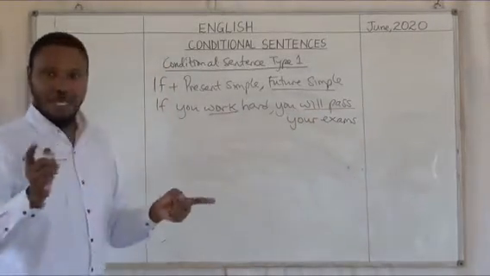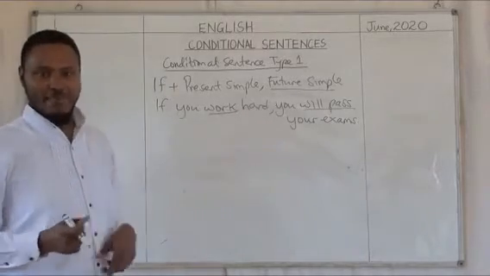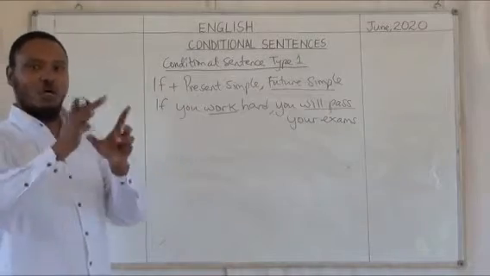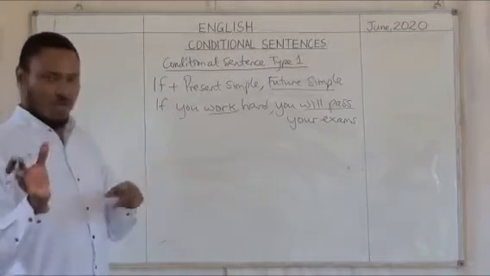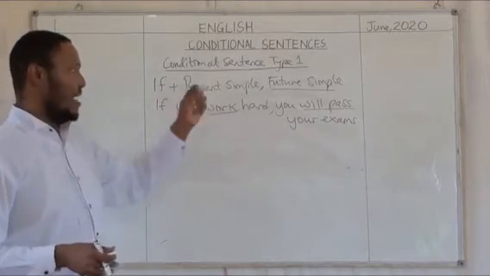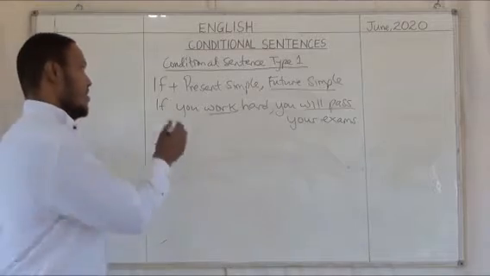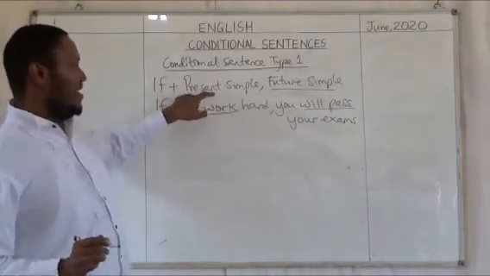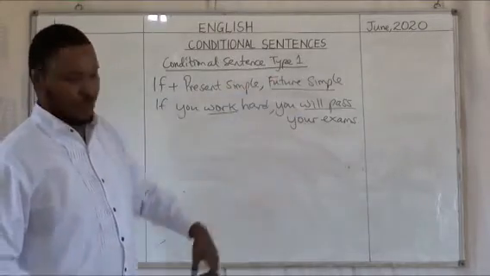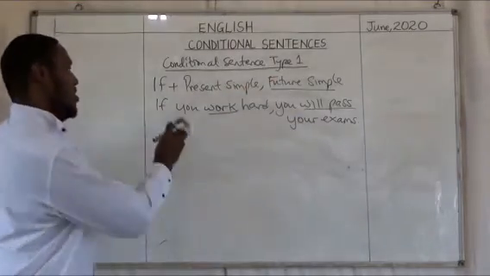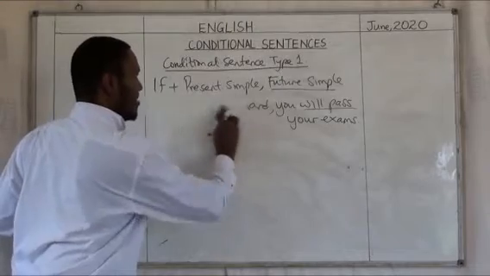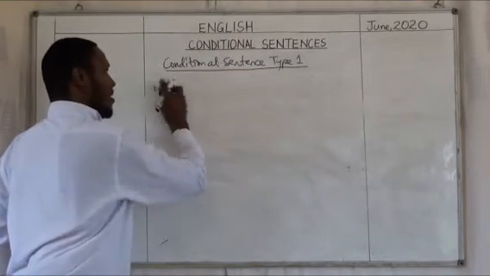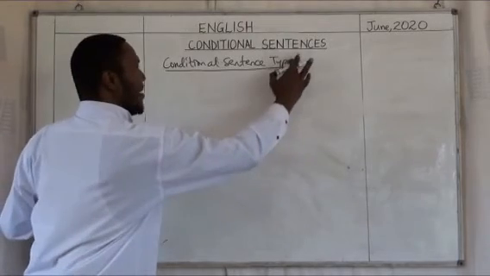Okay? If you go to the market, you will see the madman. If you go to class 5, you will see the tall girl. All those sentences are in type 1 conditional sentence. Right. So if plus present simple plus, and the main clause we have there the future simple, to form conditional sentence type 1. Conditional sentence type 2.